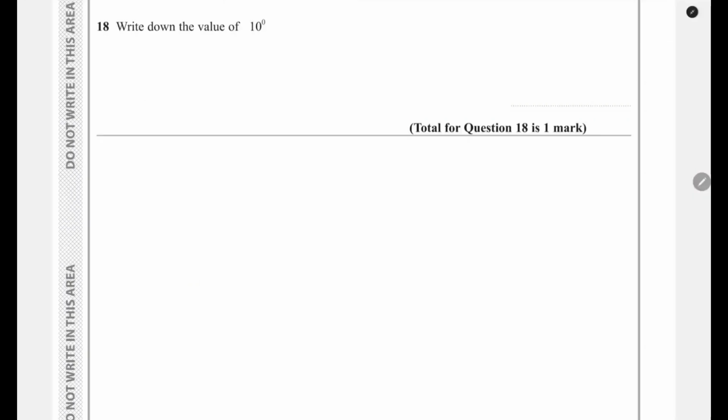Question 18 says, write down the value of 10 to the power of 0. So our rules of indices tell us that anything to the power of 0, so x to the power of 0, is always equal to 1. So 10 to the power of 0 is always equal to 1. So our answer is 1.